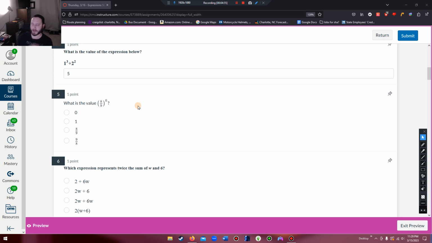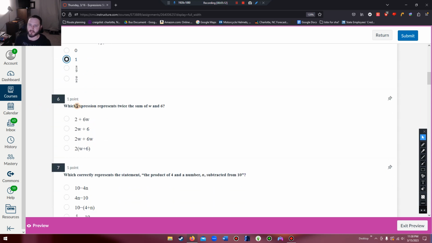Any number, anything at all, if I make it to the power of 0, it is always going to come out to equal 1. Not 0, not itself, not an inverse. It's going to be just 1, always 1.